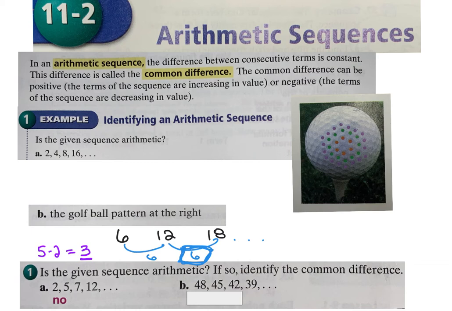Look at the next one. 45 minus 48 is negative 3. 48 plus negative 3 is 45. 45 plus negative 3 is 42. Yes or no? Yes. 42 plus negative 3 is 39. Yes or no? Yes. This is an arithmetic sequence, and your common difference is negative 3.